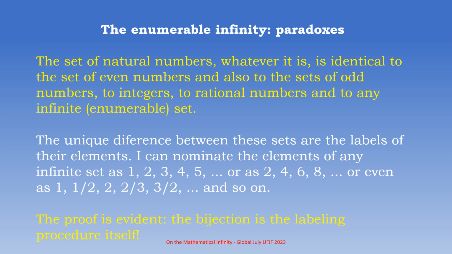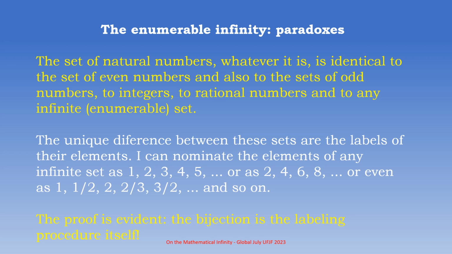So the proof of this is evident. The bijection is the labeling procedure itself, right? The bijection, which is the relation I establish between the elements of the set and the elements of another set. This is the way I label the elements of a set.